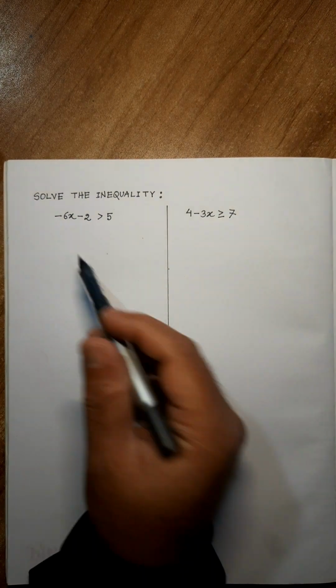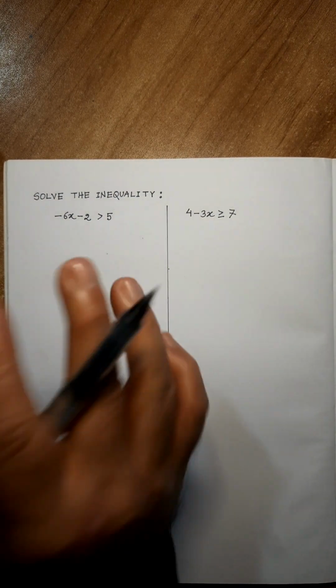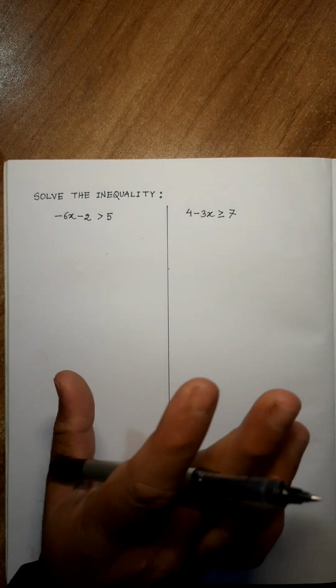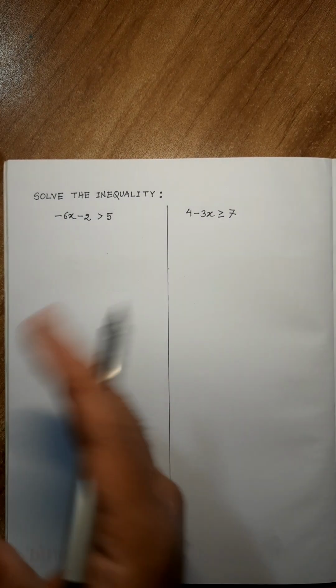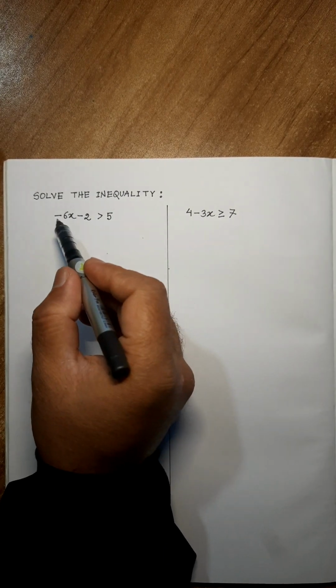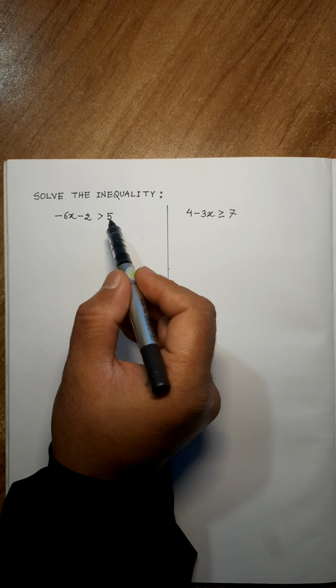Hi guys, today we are going to solve these two inequalities, and while we are solving them, we are going to learn about the rules for solving them. Okay, so let's just start. Minus 6x minus 2 is greater than 5.